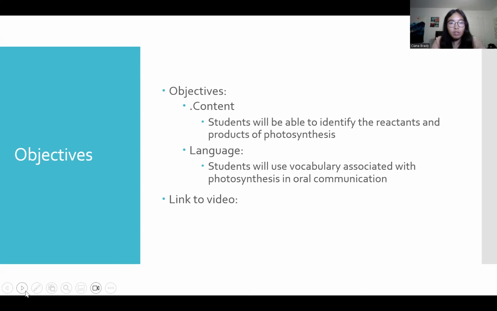The objectives for this lesson include students being able to identify the reactants and the products of photosynthesis and being able to use vocabulary associated with photosynthesis in oral communication.